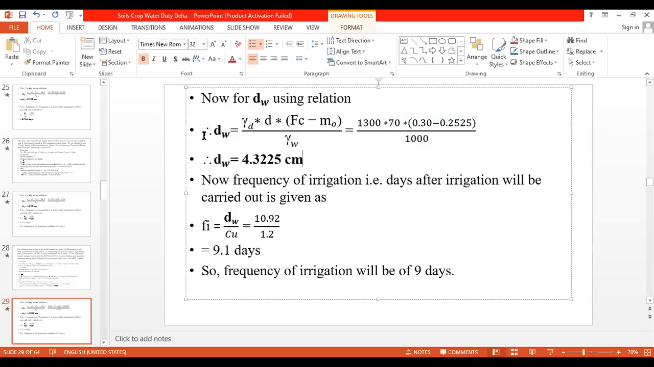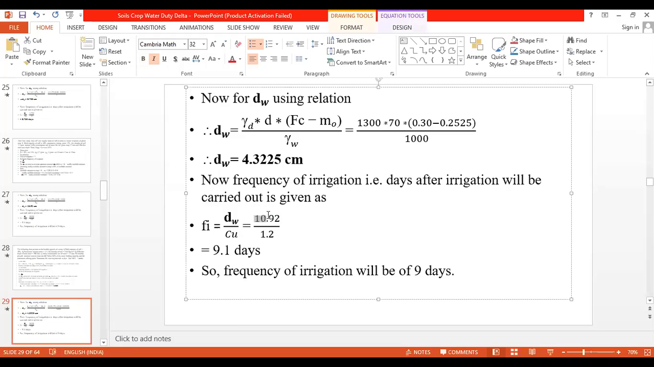That is the depth of water available to the crop, considering the lower limit as MO, the upper limit as field capacity, and the depth of the root zone as 70 centimeters. Now the frequency of irrigation, that is the days after which irrigation will be carried out, is given as dW by CU. Let's put in the values.